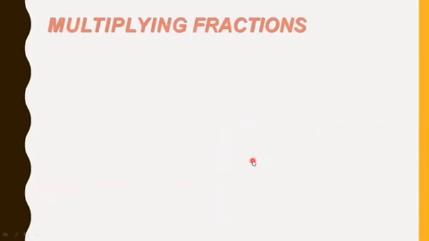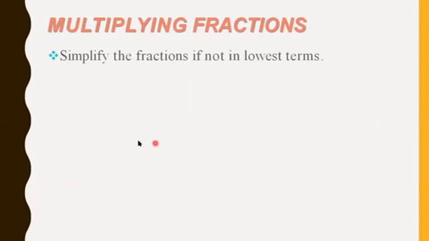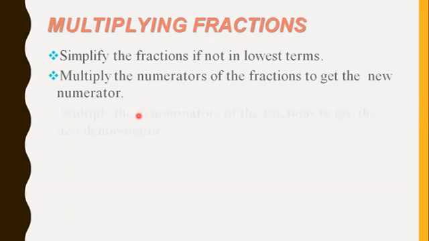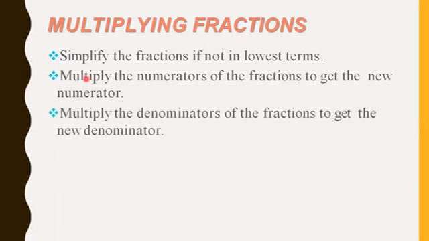Now multiplying fractions. Before we have seen multiplication with lowest form, and by whole number. Now let us see how to multiply by a fraction. Simplify the fractions if not in lowest terms. Multiply the numerators of the fractions to get the new numerator. Multiply the denominators of the fractions to get the new denominator. So first simplify the fractions if not in lowest terms. If it is big, you can reduce to lowest terms.